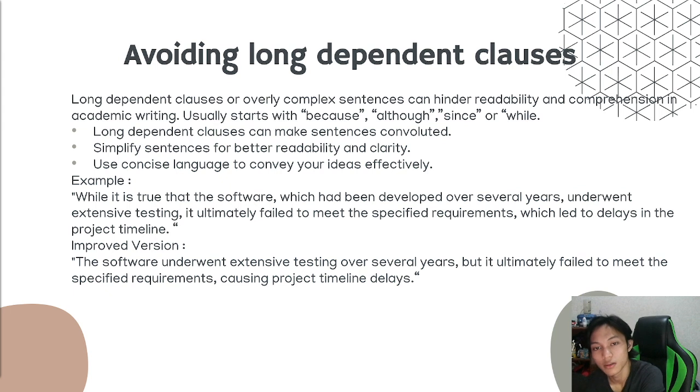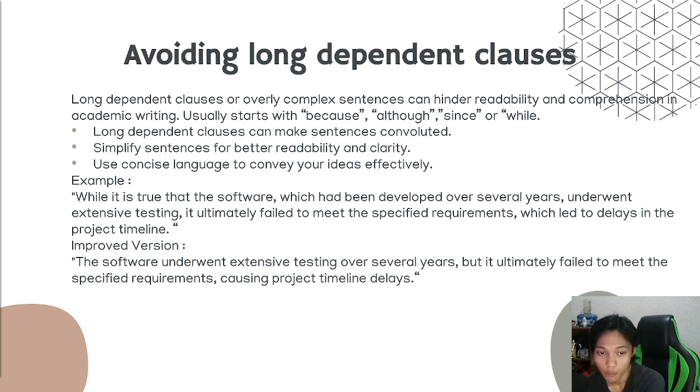Next one is avoiding long dependent clauses. So, what is it? It's an overly complex sentence. It can hinder the readability and comprehension in your academic writing. So, it starts with because, although, since, while, and others. It can make your sentence convoluted. You can simplify it for better readability and clarity, and you can use concise language to convey your ideas effectively.